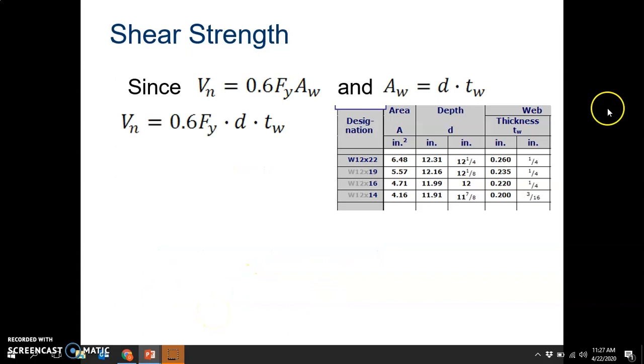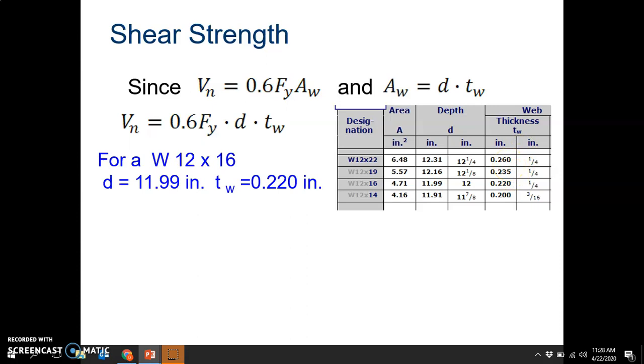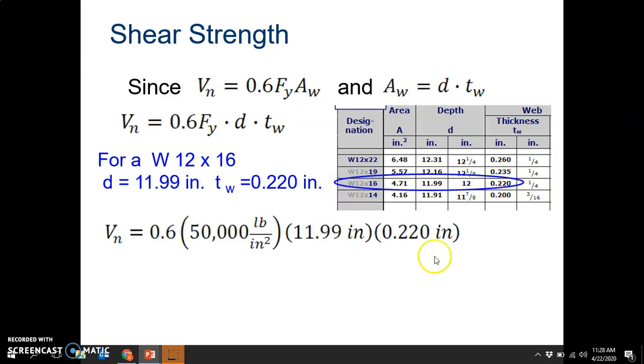So the equation for that is 0.6 multiplied by the yield stress multiplied by the area of the web. Area of the web was dictated by the depth multiplied by the thickness of the web. So for a W12 by 16, the depth is 11.99. The thickness of the web is 0.22. So 0.6 times 50,000 psi times 12 times 0.22 gives us 79,134 pounds. So this is how much shear that this beam could handle.